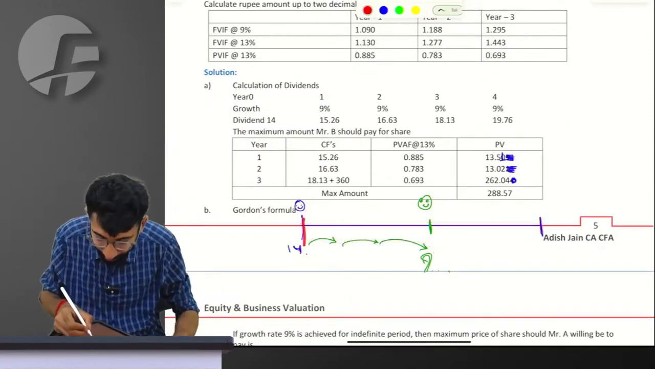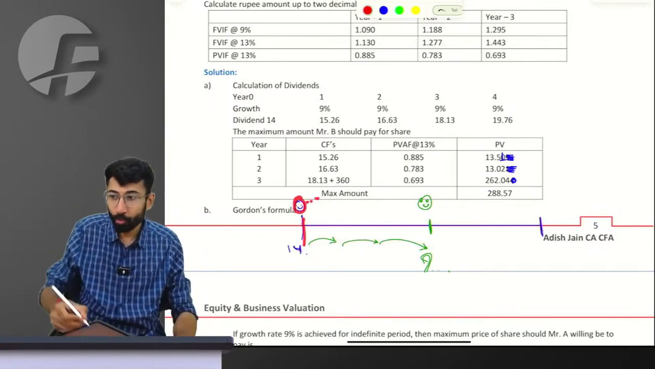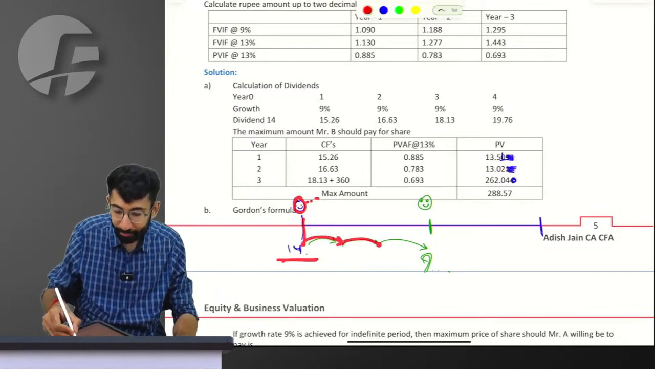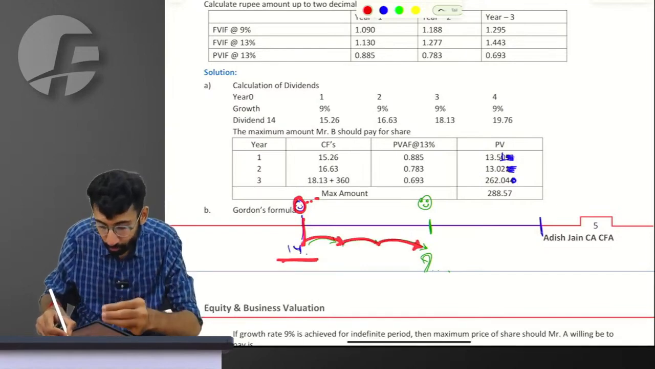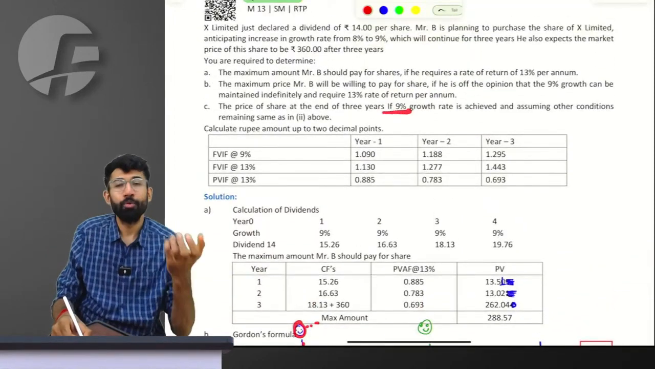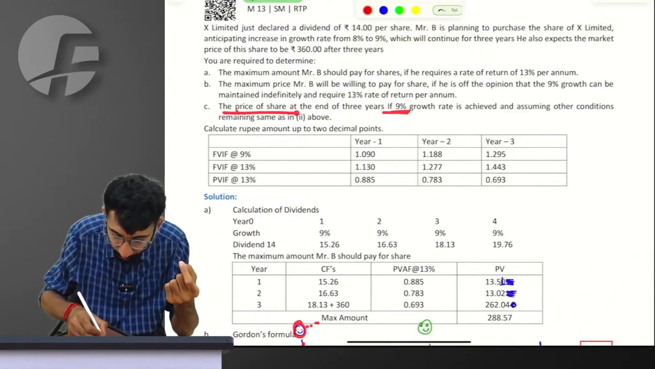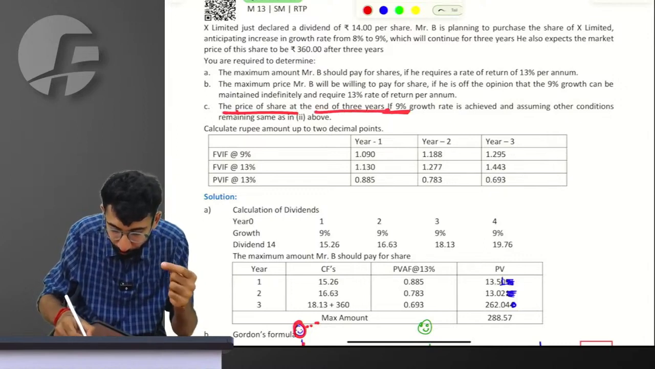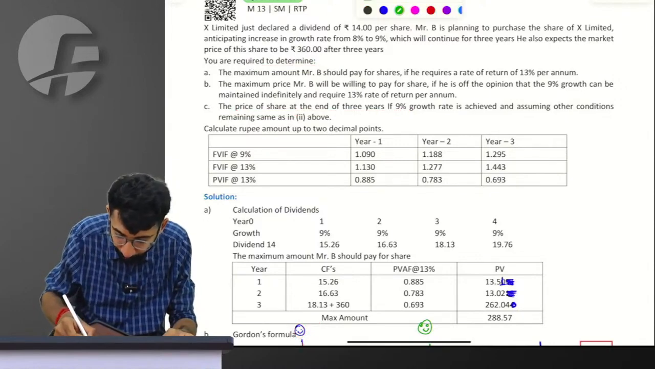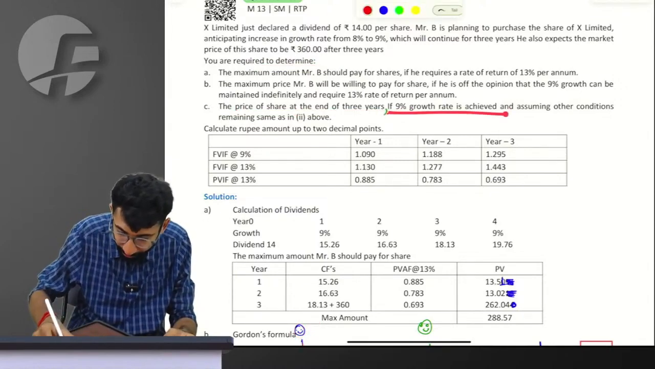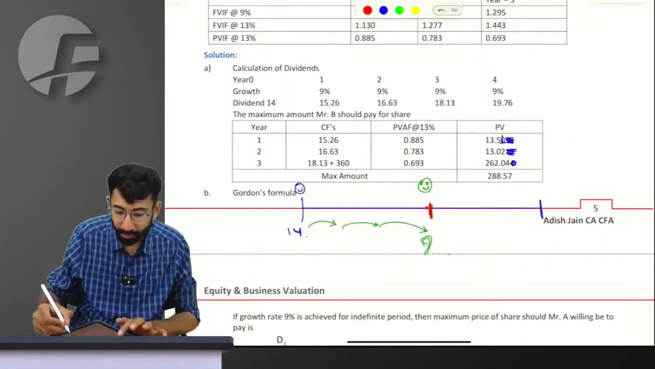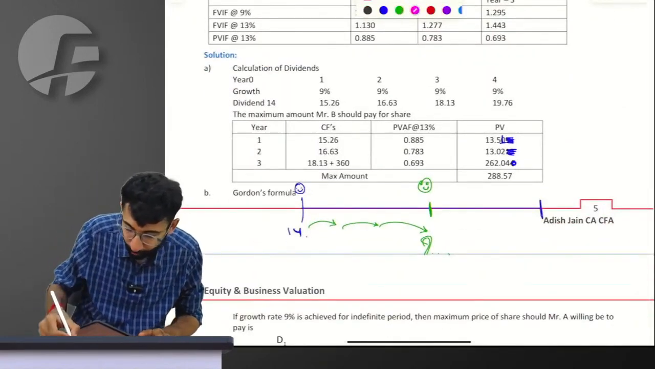Sir, where did we stand initially at point 0, where my dividend was rupees 14, and my dividend for the next 3 years has grown by 9%. Sir, how do you know that? It's clearly written: the price of the share at the end of third year. You have to find out, so obviously you have to determine this, put a comma over here, put a comma over here. If 9% growth is achieved, which means if I've been growing by 9%, then you have to find out the price at the end of third year.